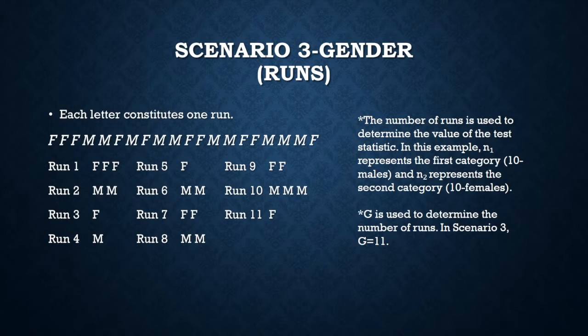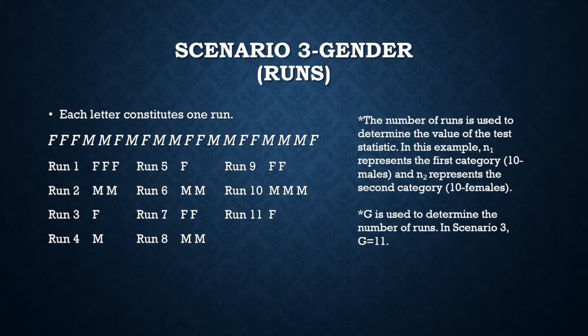Each letter constitutes as one run. We can see here for run 1, we start at the beginning. We count 3 F's. Then we see 2 M's, and that starts run 2. Once we get to the F, that is run 3. And we keep going, so on to the end, and we find that there are 11 total runs.